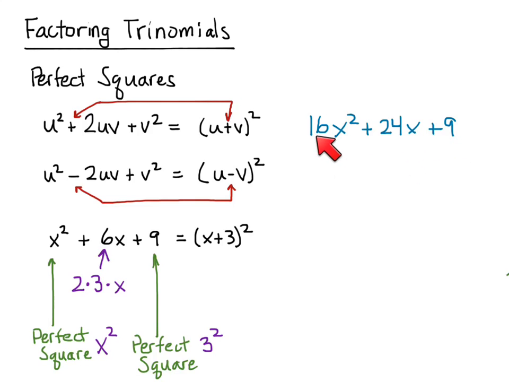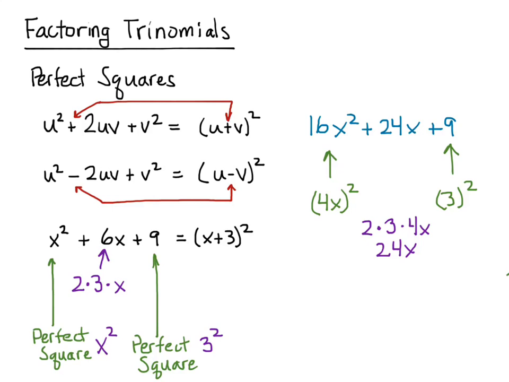And then we look at the first term, and 16x squared is 4x squared. So we're going to take our 4x, and multiply it by 3, and then multiply it by 2, and we get 24x. So this thing follows that form perfectly. So we take each of the outside factors, 4x and 3, and multiply it by 2, and we get 24, so we know that this thing then factors into 4x plus 3 in parentheses squared. Okay? Now there's other ways to do this as well, and we're going to get to those.